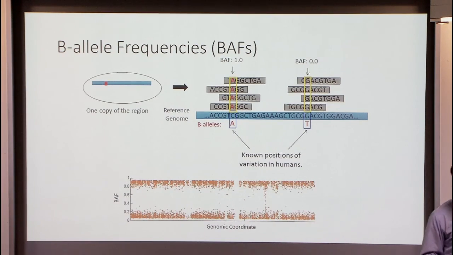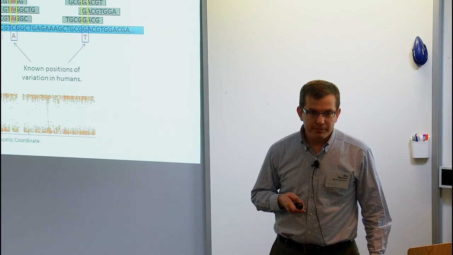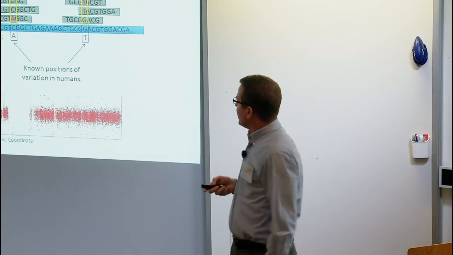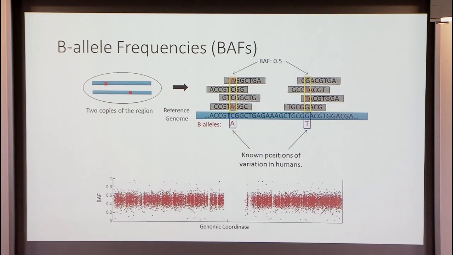Can you just define the B allele? Are you saying you see two alleles that differ from the reference? Right. Yes, two alleles that are different from the reference. The individual is heterozygous at this position.